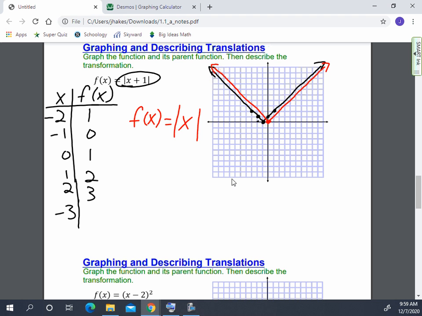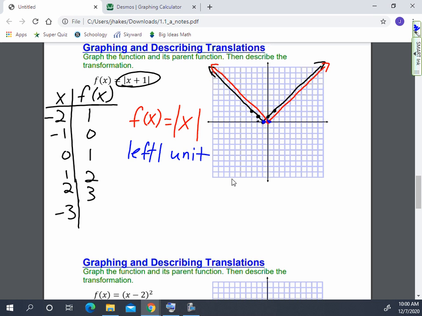Well, did its size change? Nope. And they're both the same width. Did its shape change? Nope. So it must have moved positions. How far left or right did it go? Well, from this point to this point, it's only left 1 unit. Left 1 unit. So at any given point of our parent function, if you went left 1 unit, you'd be at our new line.